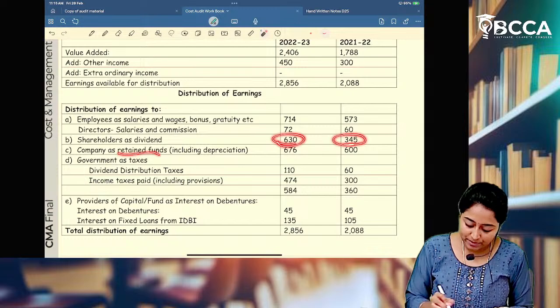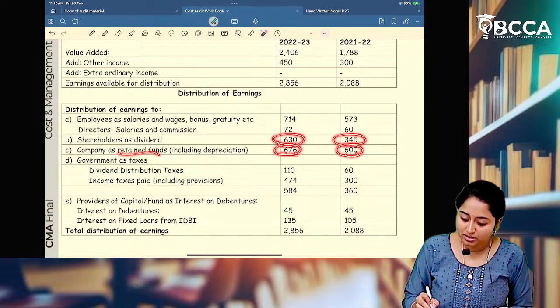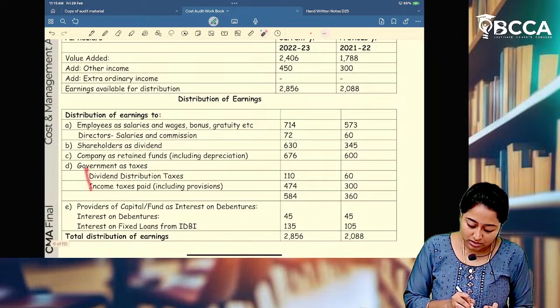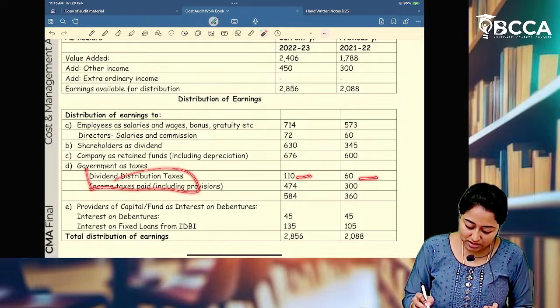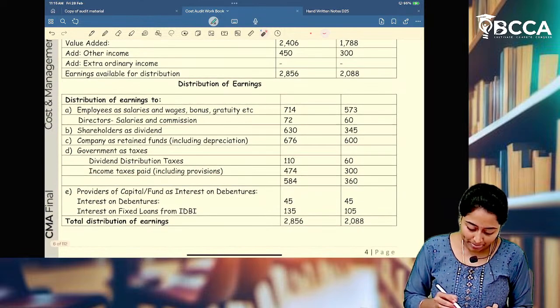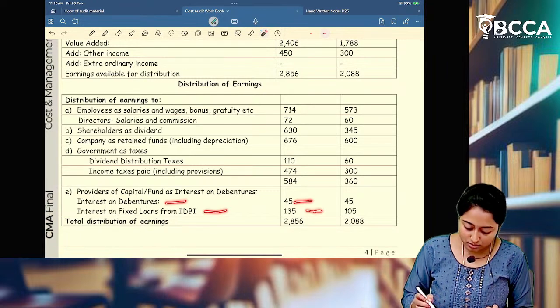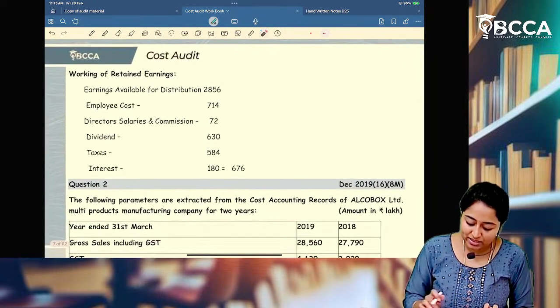Right. Company has retained funds 676 and 600. Government has taxes 110 and 60. Income taxes 474 and 300. Then debentures, fixed loan from IDBI. Did you take everything? Company has retained funds, we are calculating now.